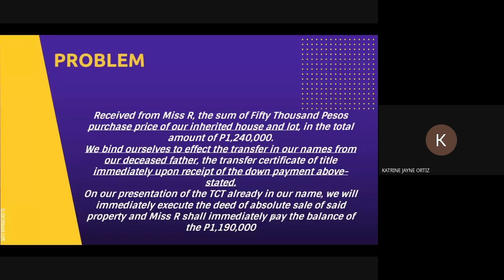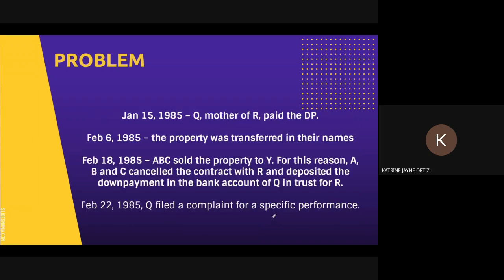Received from Ms. R the sum of 50,000 pesos purchase price of our inherited house and lot in the total amount of 1,240,000 pesos. We bind ourselves to effect the transfer in our names from our deceased father, the transfer certificate of title immediately upon receipt of the down payment above stated. On our presentation of the TCT already in our name, we will immediately execute the deed of absolute sale of said property, and Ms. R shall immediately pay the balance of the 1,190,000 pesos.